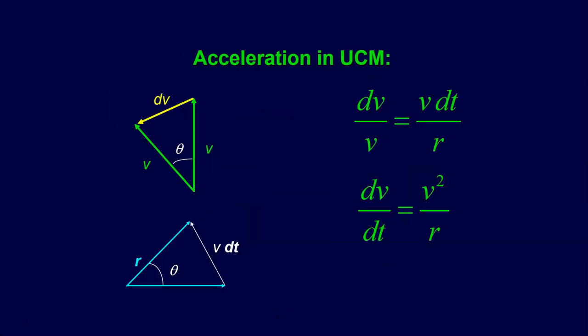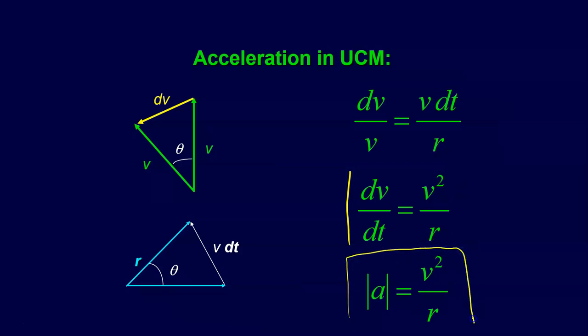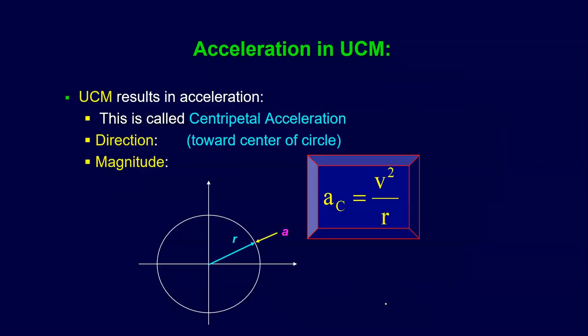And so if I take that, you can rearrange things a little bit and get dv/dt equals v squared over r, and then realize that dv/dt is our magnitude of the acceleration. So again, this is such an important acceleration. We call it the centripetal acceleration. So this is the acceleration. Again, we're looking at uniform circular motion, and it's v squared divided by r.